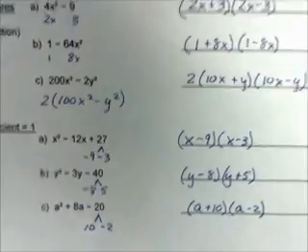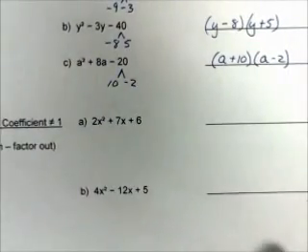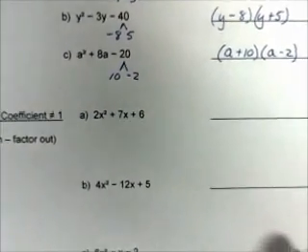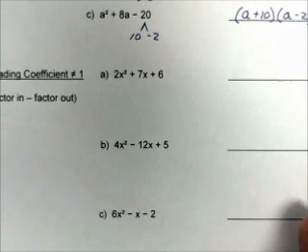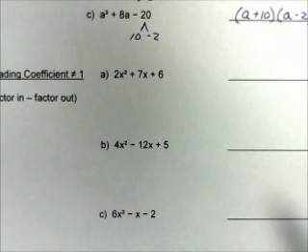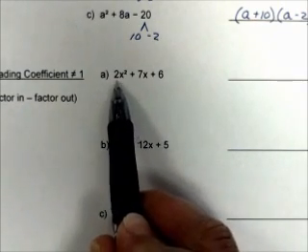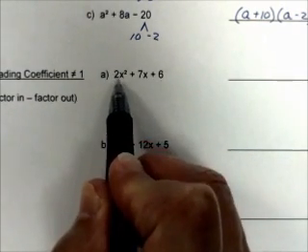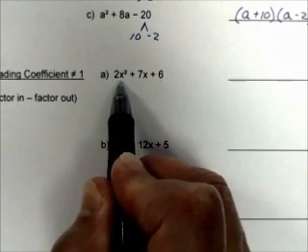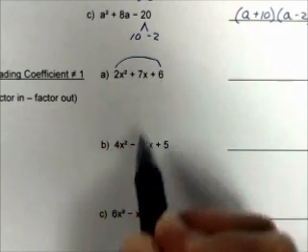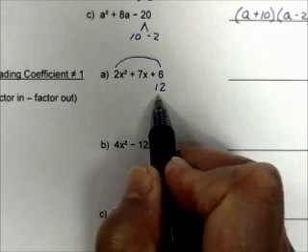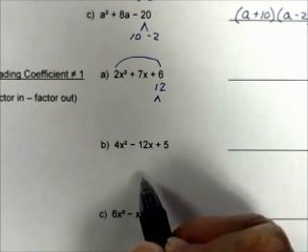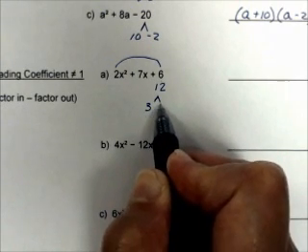And then our last group of trinomials we have where the lead coefficient is not 1. So as we saw from above, we take the coefficient of our x squared term, multiply it by the constant, write down 12, and then look for the factors of 12 that add to 7, and they are 3 and 4.